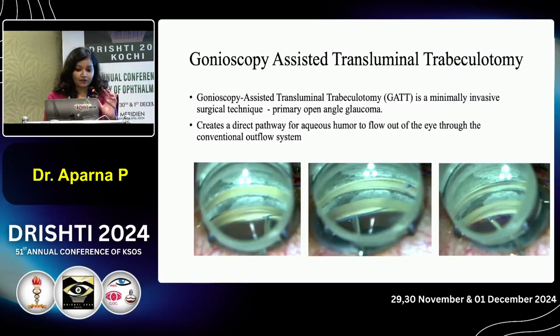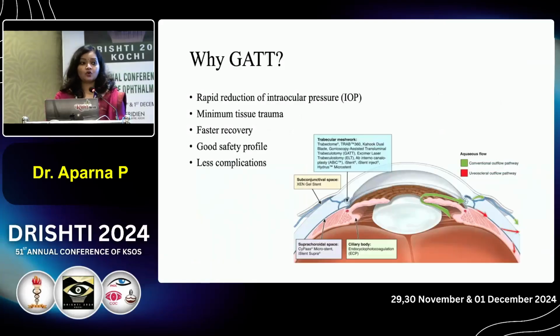About the surgical procedure, after a paracentesis, a microcatheter or a 5-0 Prolene suture can be inserted into the anterior chamber. After a 1 to 2 mm goniotomy incision, the distal end of the microcatheter can be advanced into the Schlemm's canal. With the help of a microsurgical forceps, it can be advanced through the entire 360 degrees of the canal. So why GATT?